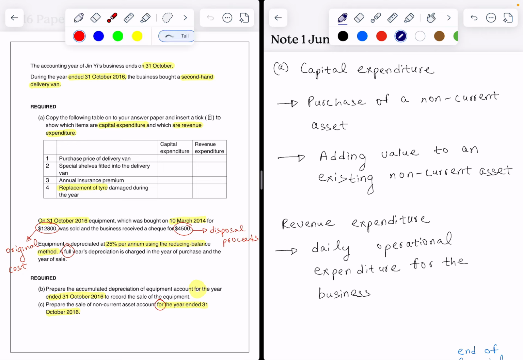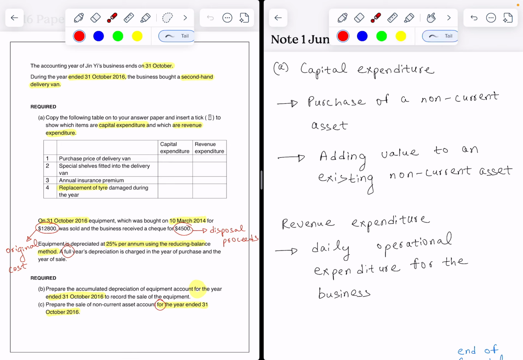The accounting year of Jin Ye's business ends on 31st of October. So this is the time when the financial year of the business ends. During the year ended 31st of October 2016, the business bought a second-hand delivery van. The first requirement of this question is to go through each of these 4 items and identify which of these items are capital expenditure and which of these are revenue expenditure. So before we could do that, let's understand the differences between capital and revenue expenditures.